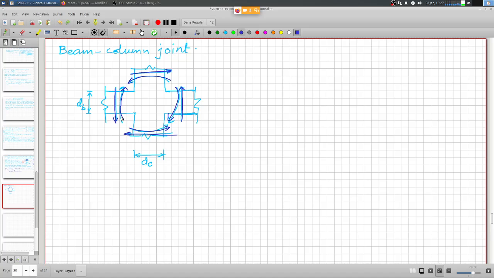Now, one thing that you need to understand is this is the point. When we say beams are going to yield, the plastic hinges are going to form in the beam. So the maximum moment, of course, is at this point. There is going to be compression here, compression in the reinforcement, and there is going to be tension on this side. On the other hand, there is tension at the top here and compression at the bottom here in the beam.